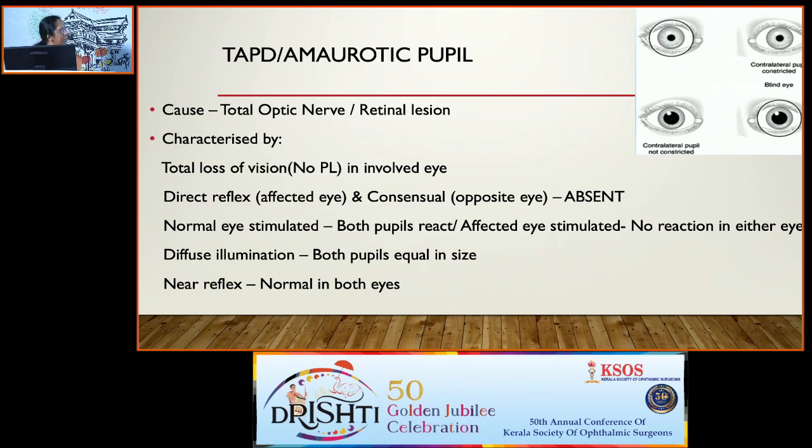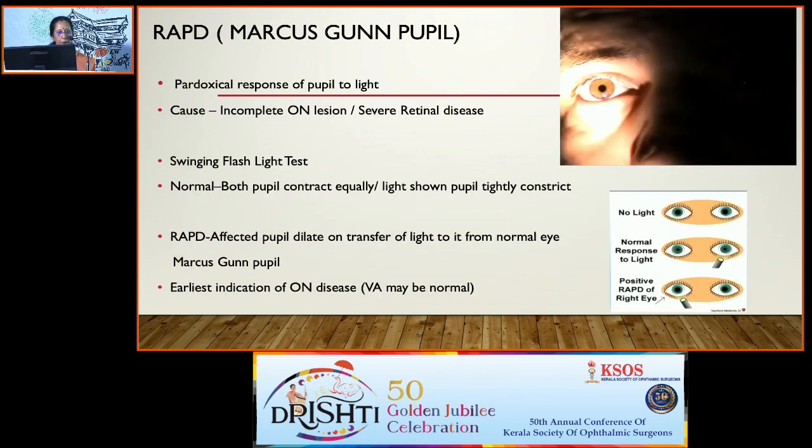That is, when the affected eye is stimulated, there will not be any reaction in both eyes. But when the normal eye is stimulated, you will have the reaction in both eyes. In diffuse illumination, both pupils are of equal size. That is, there is no anisocoria, and the near reflex will be normal in both eyes.